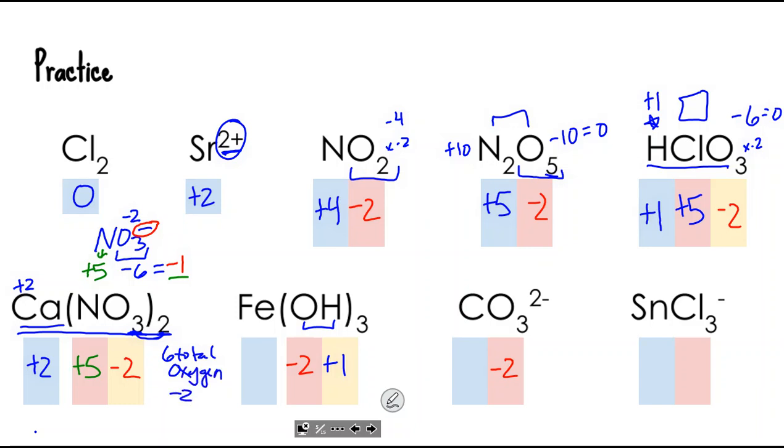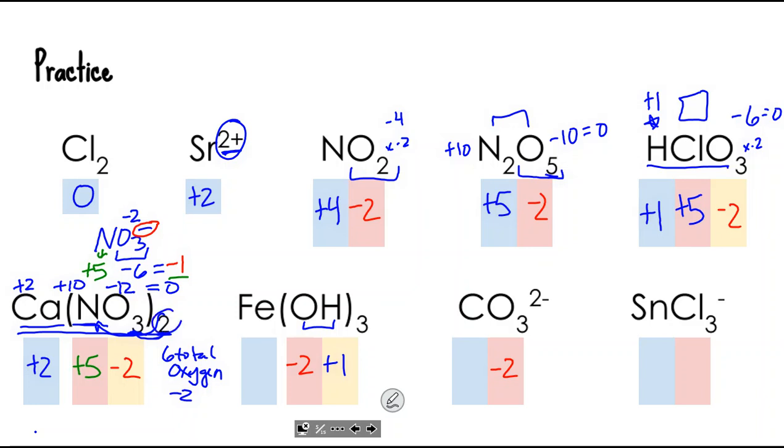And if each one's -2, then the oxygens total to a -12. All right, so this has to add up to 0. That means the 2 nitrogens, because if we distribute the 2 to the nitrogen, that means there's 2 nitrogens, have to be a +10. That's the +2 of the calcium, +10 from the nitrogens, and then the -12 from all the oxygens.